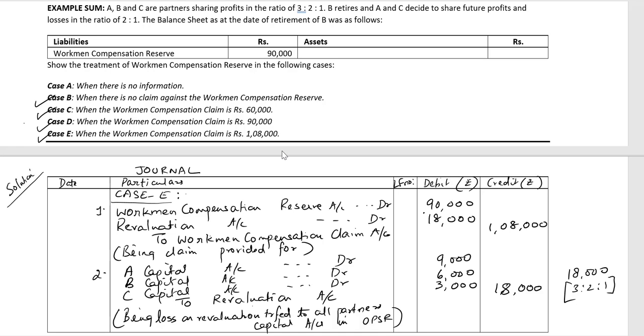So this is the final case E, and in this case again the workman compensation reserve will not appear in the reconstituted balance sheet. However, the claim will appear in the reconstituted balance sheet liability side at rupees 1,08,000. So in this video, we saw how to treat the workman compensation reserve given different amounts of claims. In the upcoming video, we will see the treatment of another specific reserve, which is investment fluctuation reserve.